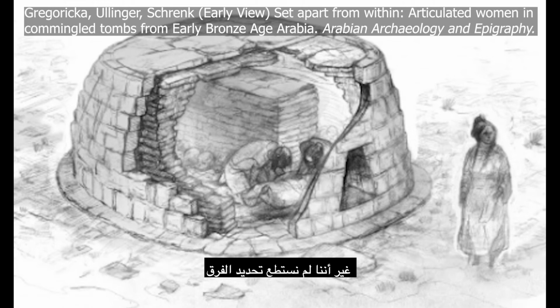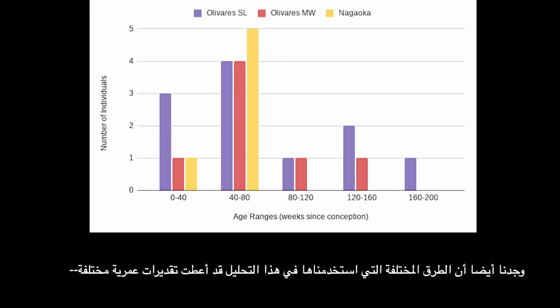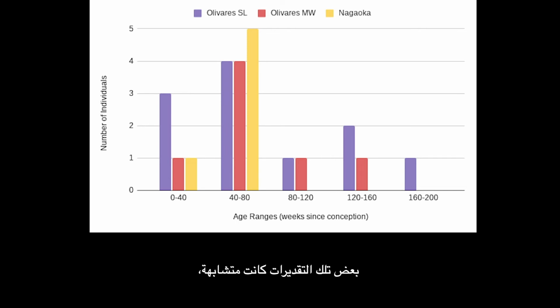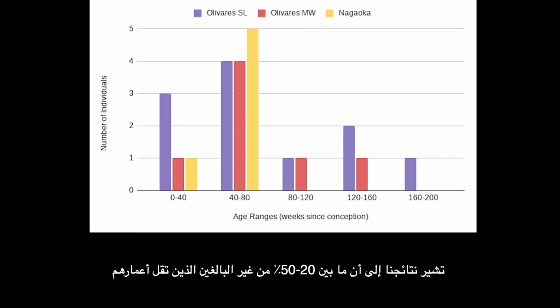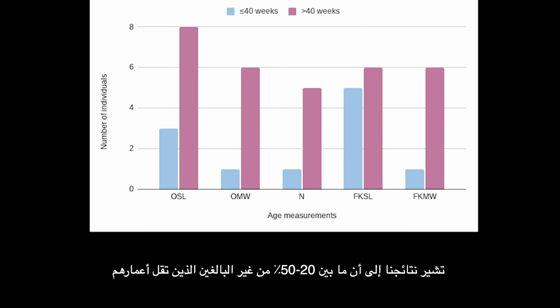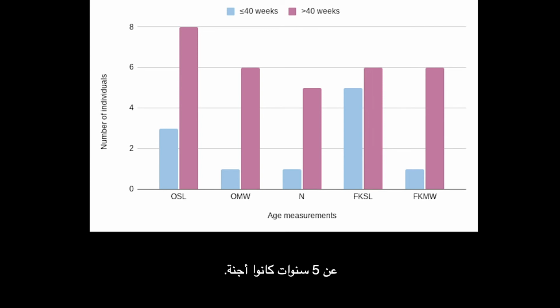Due to small sample sizes, however, we were unable to test whether there was a statistical difference in the number of fetal individuals between an-Nar 1 and an-Nar 2. We also found that the different methods used in this analysis produced variable age estimates. Some were similar to one another, while others produced different age ranges. Because of this, depending on the method and measurements used, our results suggest that between 20 and 50% of non-adults below the age of 5 were fetuses.